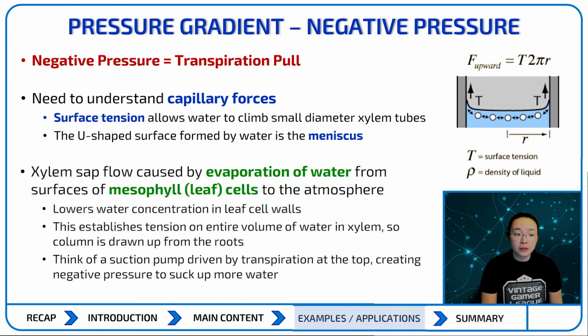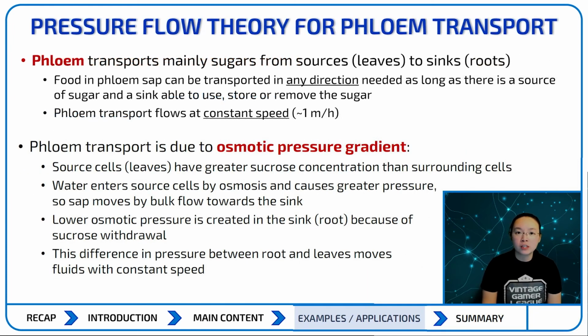So using this knowledge, we can apply that to phloem transport as well, but just keep in mind for phloem transport, your water can go up and down. For phloem transport, it mainly is going to be the transport of sugars from your sources, which are leaves, from photosynthesis, to sinks or roots. The food in your phloem sap, and the word sap just means the water inside a plant that has some sort of nutrient inside it, can be transported in any direction.